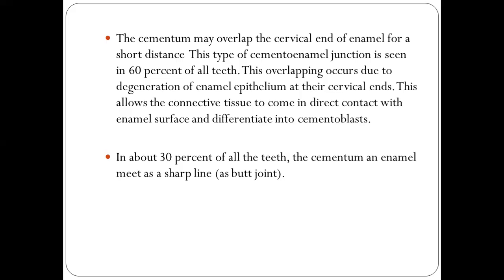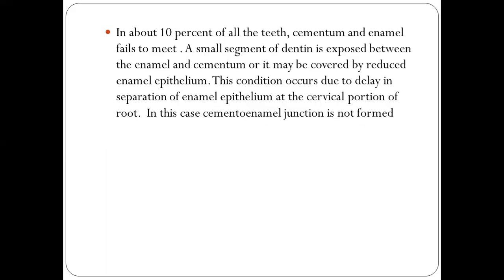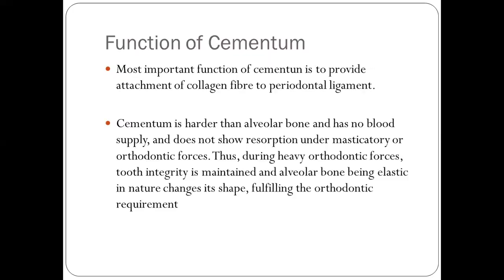In about 30% of the teeth, the cementum and enamel meet as a sharp line, which is known as butt joint. In about 10% of all teeth, the cementum and enamel fail to meet, and a small segment of dentin is exposed between the enamel and cementum and is sensitive, or may be covered by reduced enamel epithelium. This condition occurs due to delay in the separation of the enamel epithelium at the cervical portion. In this case, the cemento-enamel junction is not formed.